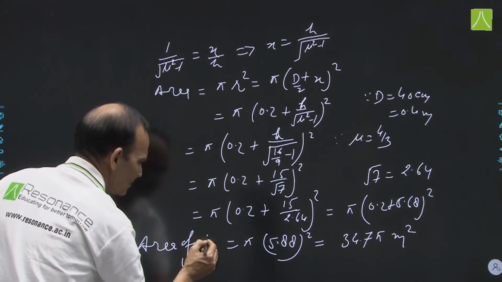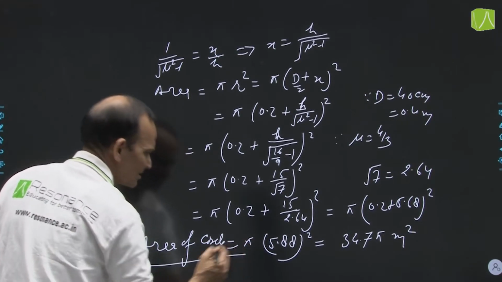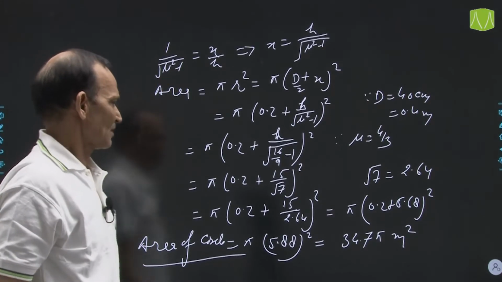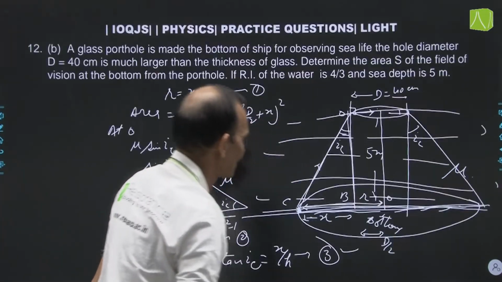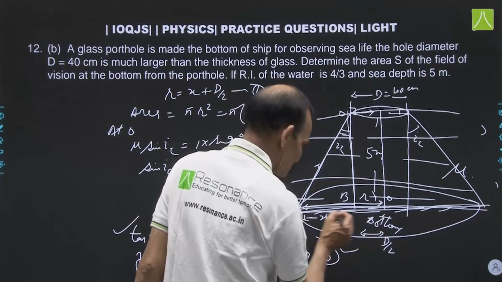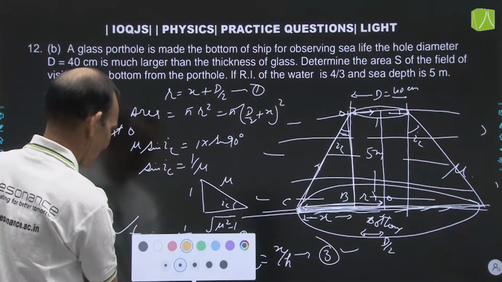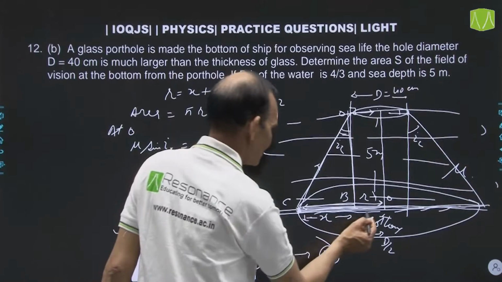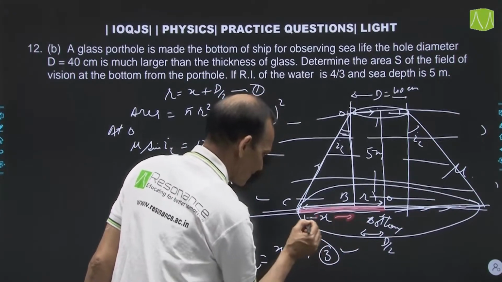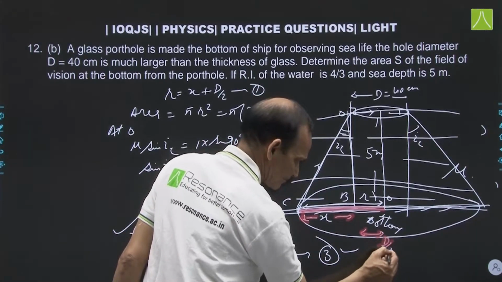Of the circle of vision, it is the area. Fundamentally, think about this figure. You have to find this radius. Now think about this. It is the radius to find. It is x. It is d by 2. D by 2 is given.